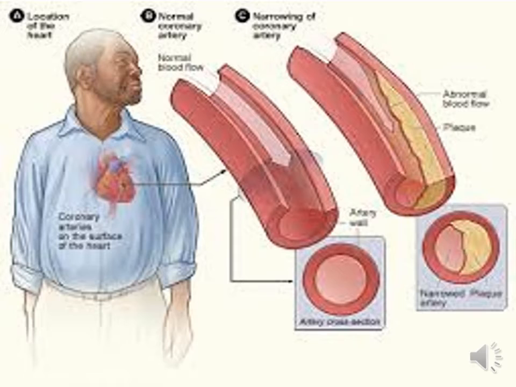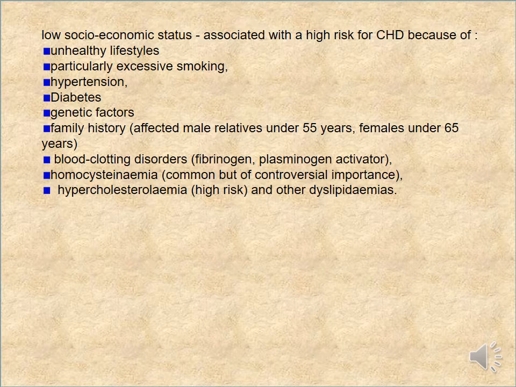This figure shows how the artery is reduced in size by the deposition of lipid and formation of atherosclerosis. Low socioeconomic status associated high risk of chronic heart disease because of unhealthy lifestyle, particularly excessive smoking, hypertension, diabetes, genetic factor, family history, affected male relative under 55 year, female under 65 year, blood clotting disorder, plasminogen activator, homocysteine, common but of controversial importance, hypercholesterolemia, high risk, and other dyslipidemias.